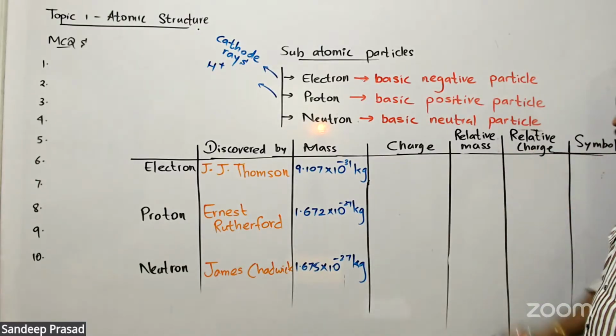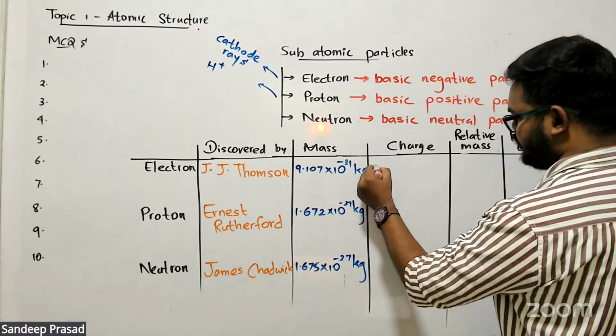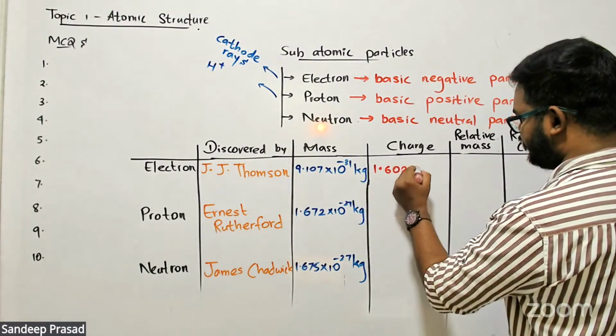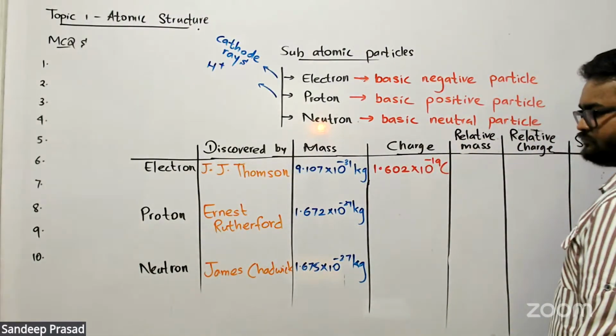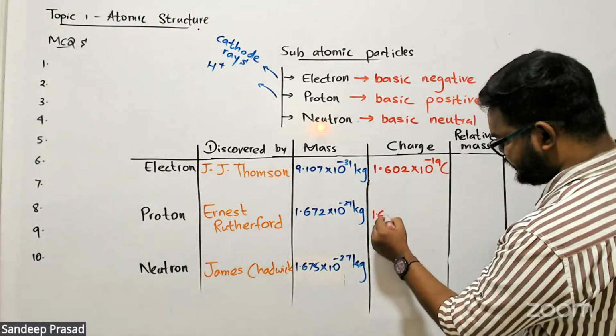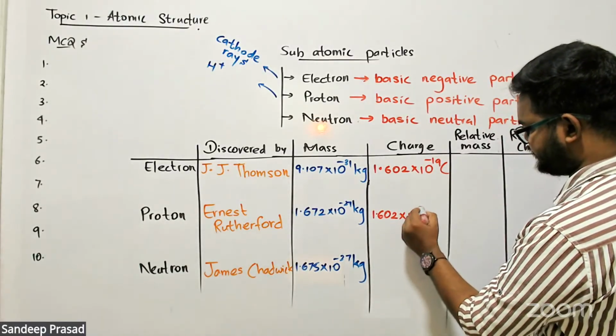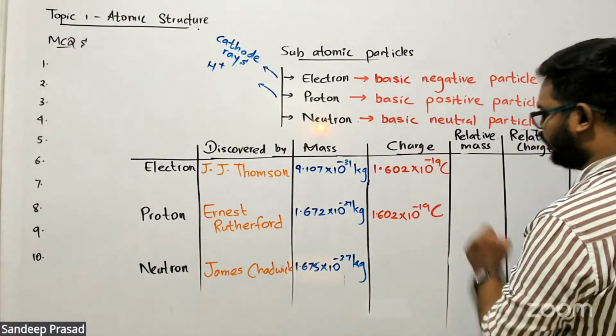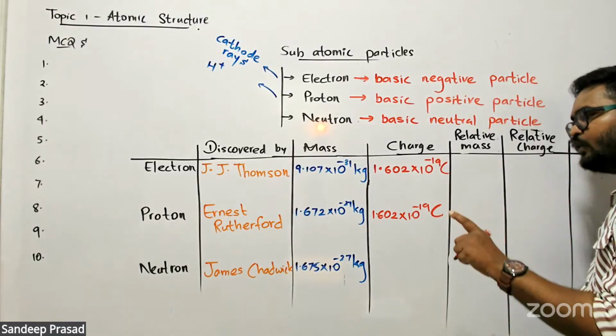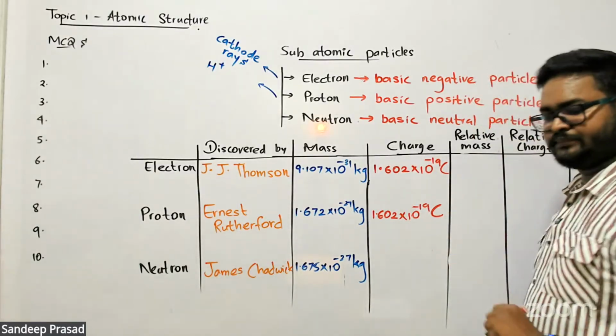And the next thing, what is the charge? So what is the charge of electron, as you think? The charge of electron is considered as 1.602 × 10^-19 coulomb. Proton's charge is also the same value, 1.602 × 10^-19 coulomb. So this is actually coulomb. The unit coulomb is used to measure the charge.